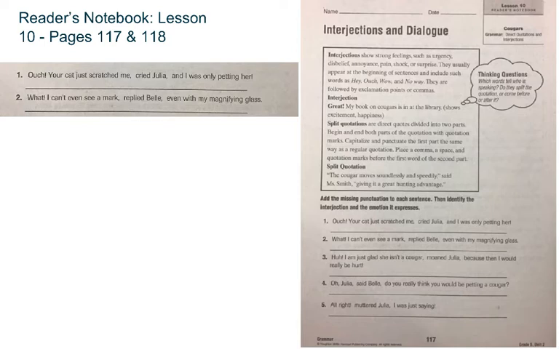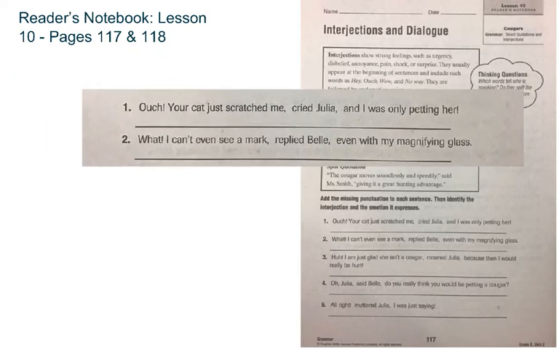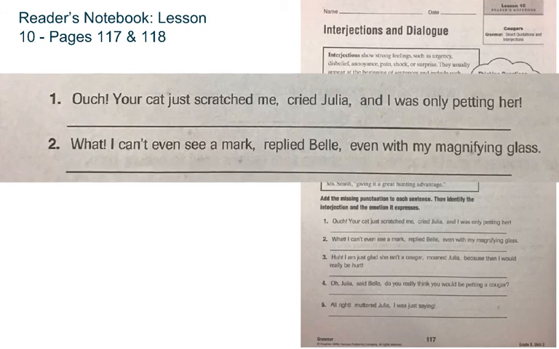So on page 117, we're adding the missing punctuation into each sentence, and then we can identify the interjection and the emotion that it expresses. So I went ahead and blew up, or edited and cut down, I should say, numbers 1 and 2, so we could kind of work on those together. Number 1 says, "Ouch, your cat just scratched me," cried Julia, "and I was only petting her."